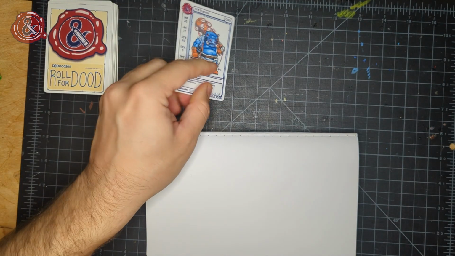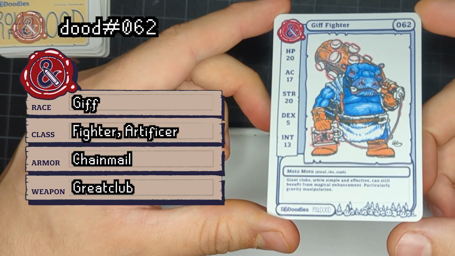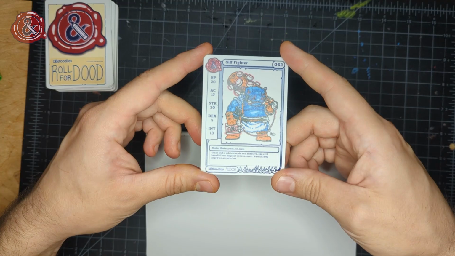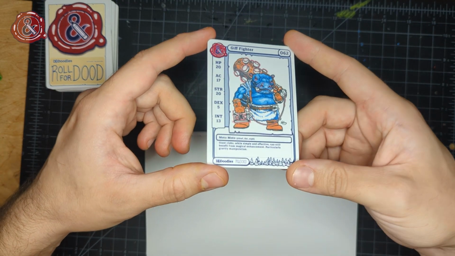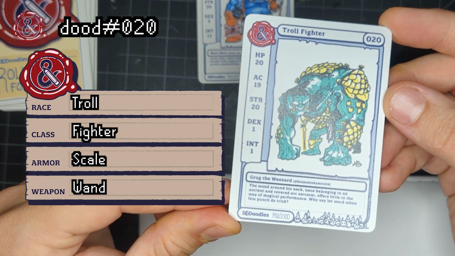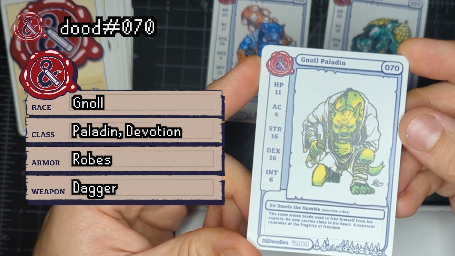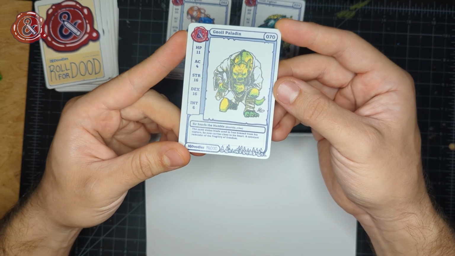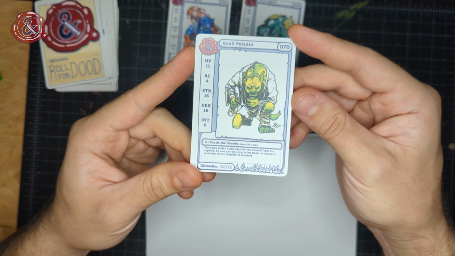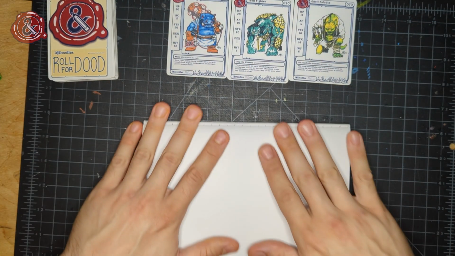So, dude number 1, episode 62, a GIF fighter. He's an artificer with this great club with a kind of gravity crystal. We've got a troll fighter. And for the last guy, we've got a gnoll paladin. This is actually one of my favorite dudes. I like the hand, this sort of Sauron hand on his forehead. Okay, so we got some gruff fellas for this episode.